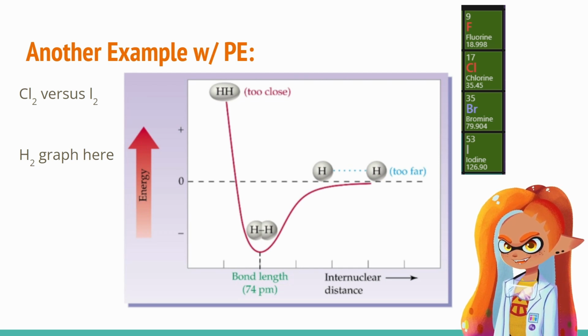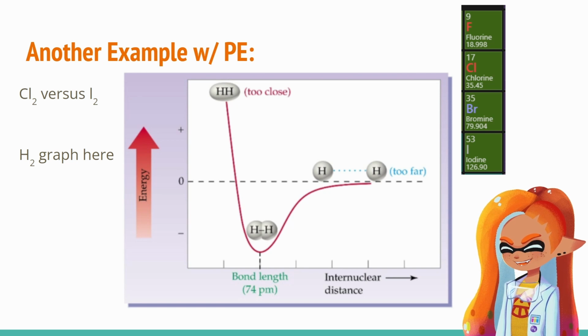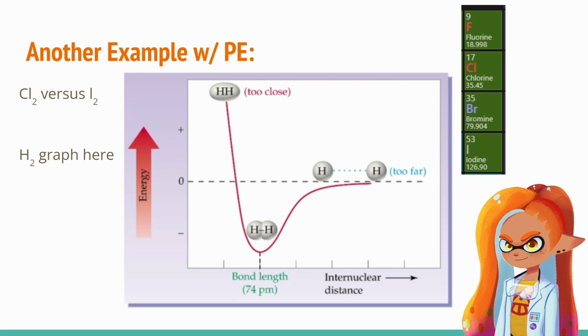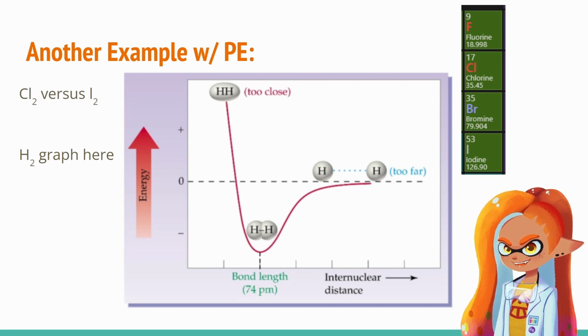Make sure you can draw a rough graph of this. So you should be able to draw a rough chlorine graph, and then on top of it you should be able to draw a rough iodine graph in comparison. That's a pretty common FRQ for AP Chem, so make sure you can do that.